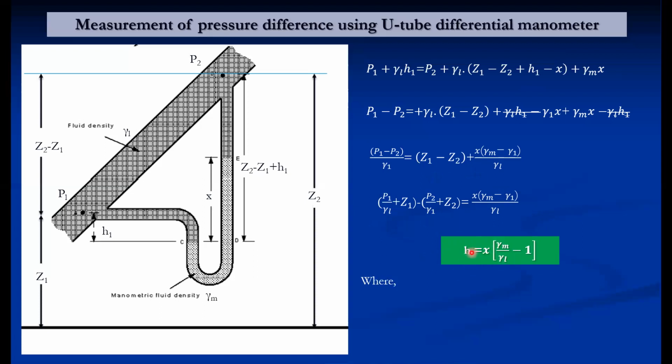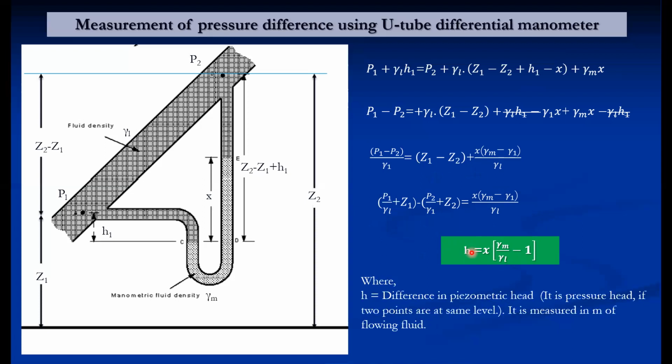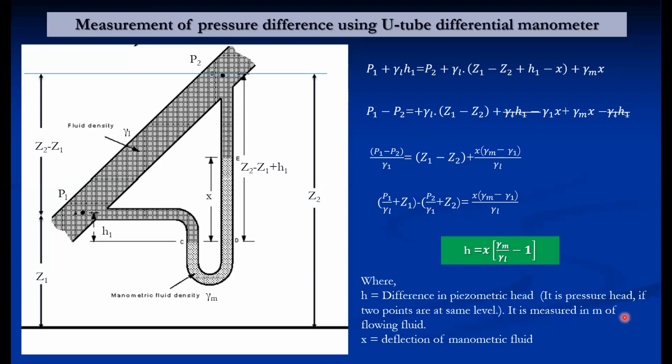So where H is the difference in piezometric head, x in this case is not a pressure head, it is a deflection of manometric fluid. But H is generally expressed in meter of flowing fluid. So remember, the unit of H is not only meter, to be specified, that is meter of flowing fluid, because we have used the specific weight of the flowing fluid. This pressure head is measured with reference to the specific weight of the flowing fluid. That's why it is meter of flowing fluid.